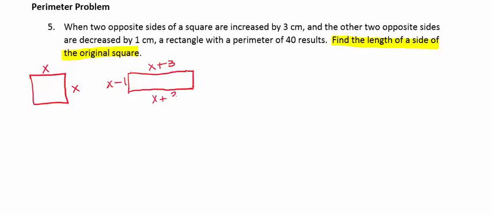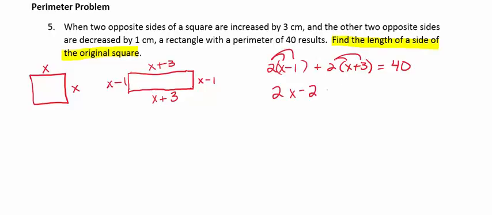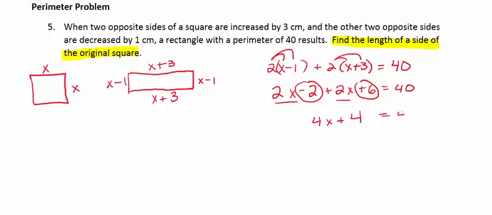So we know properties of rectangles. Opposite sides are going to be congruent, which means they will be the same. And so I have 2 of the x minus 1's added to 2 of the x plus 3's. And the perimeter should be 40. And remember, perimeter is when we add all sides together. So let's distribute. We have 2x minus 2 and 2x plus 6. Let's combine. We have 2x and 2x, which is 4x. We have negative 2, positive 6, for positive 4. And equals 40.